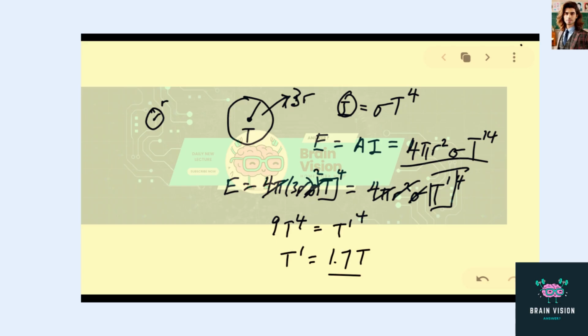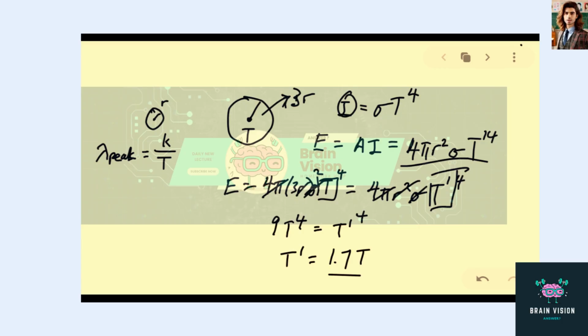Next, to find the ratio of the wavelengths of the peak intensity for these two different stars, we need to use Wien's displacement law. Wien's displacement law basically tells us that the peak wavelength emitted is equal to a constant, let me just call that K, divided by the temperature of whatever object we're looking at.